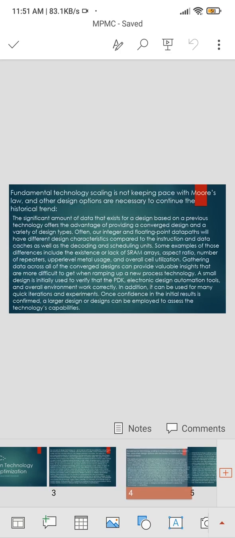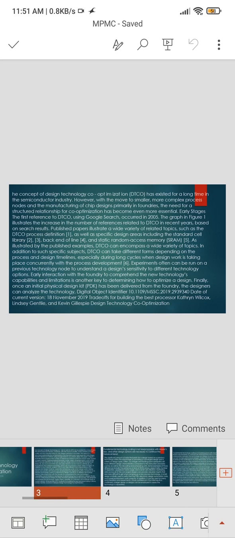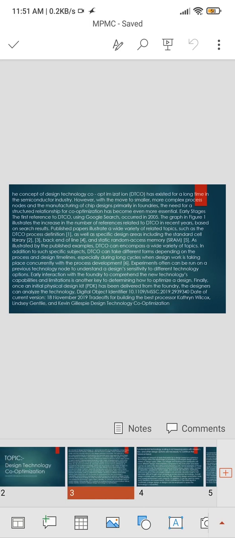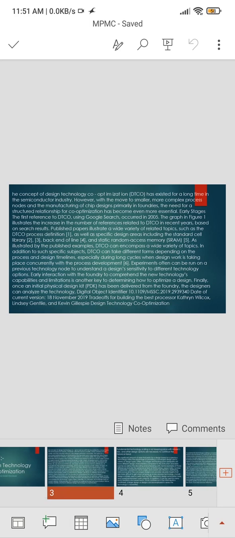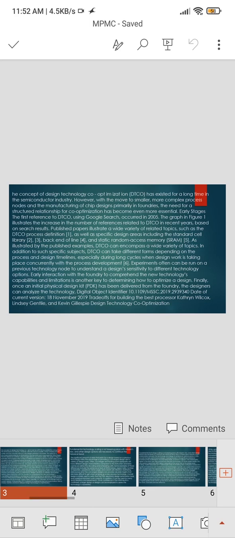In the early stages, the first reference to DTCO, designing technology co-optimization, using Google search occurred in 2005. The graph in the figure illustrates the increase in the number of references related to DTCO in recent years based on search results. Published papers illustrate a wide variety of related topics, such as the DTCO process definition as well as specific design areas including the standard cell library, block lines and static random access memory.